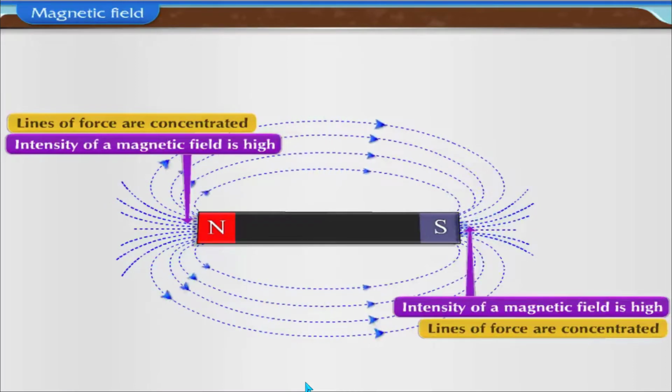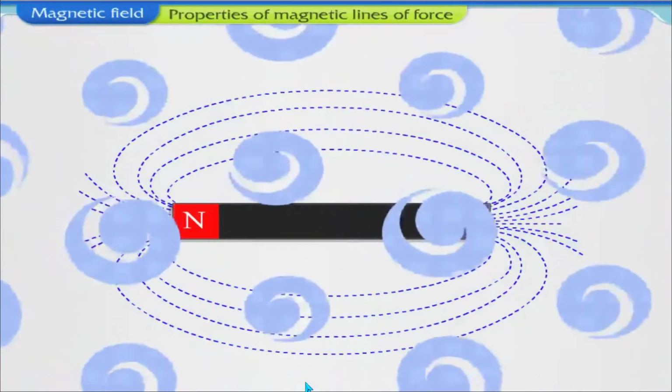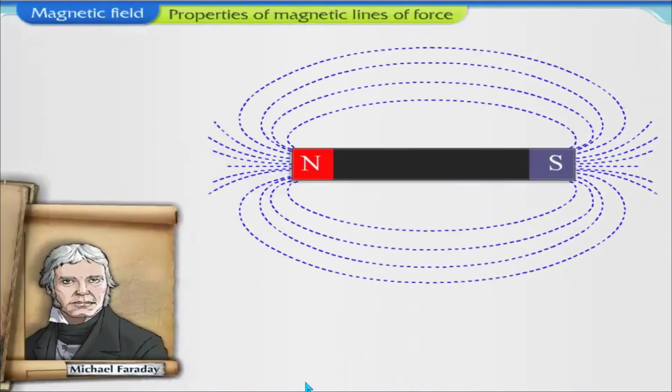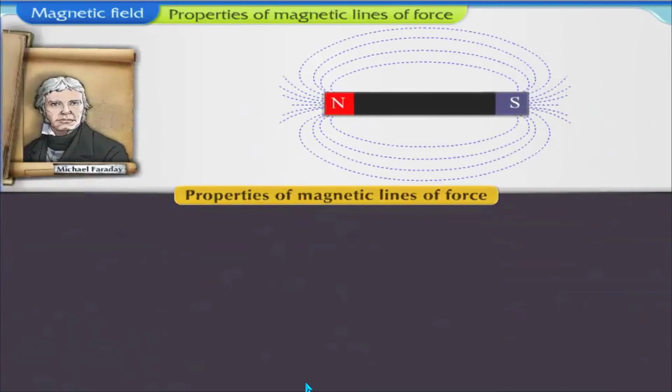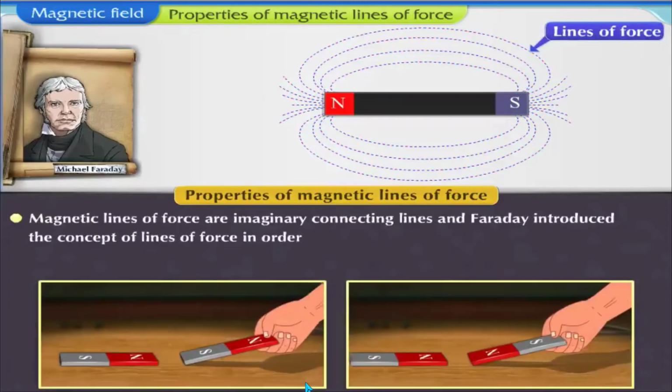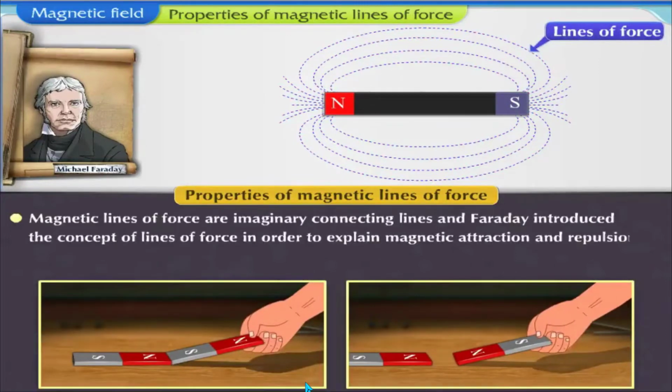Let us now learn the properties of magnetic lines of force. Properties of magnetic lines of force. While proposing the concept of lines of force, Michael Faraday argued that if all observed effects are to be explained satisfactorily, then the lines of force must have certain properties. They are: 1. Magnetic lines of force are imaginary connecting lines, and Faraday introduced the concept of lines of force in order to explain magnetic attraction and repulsion.